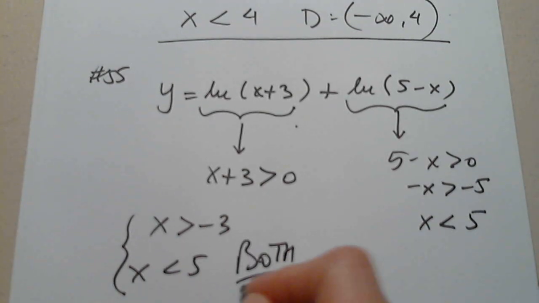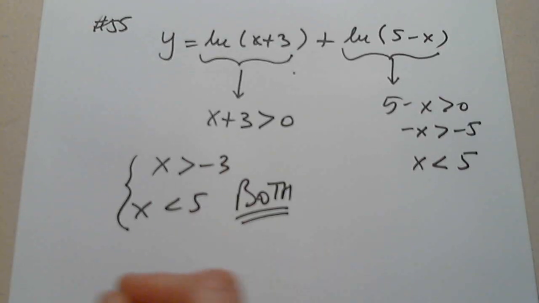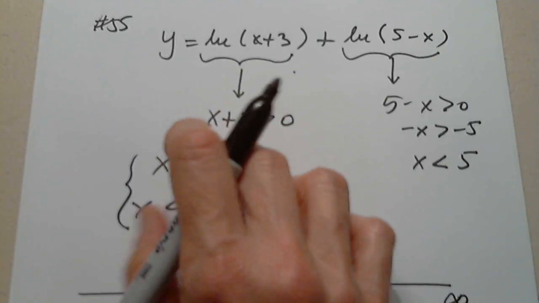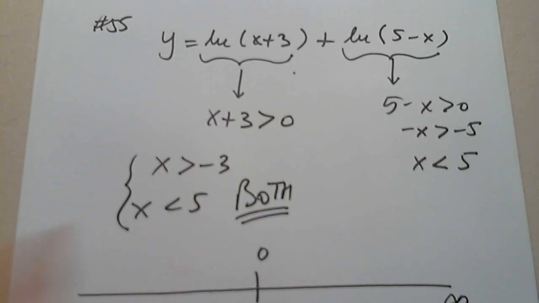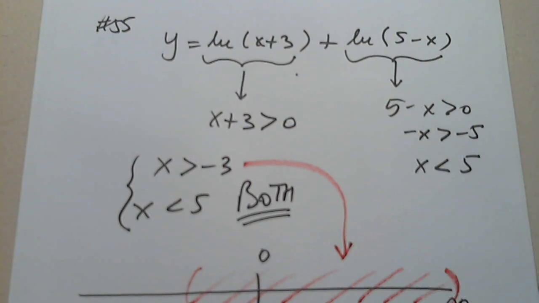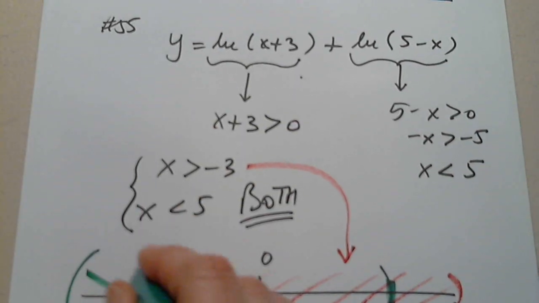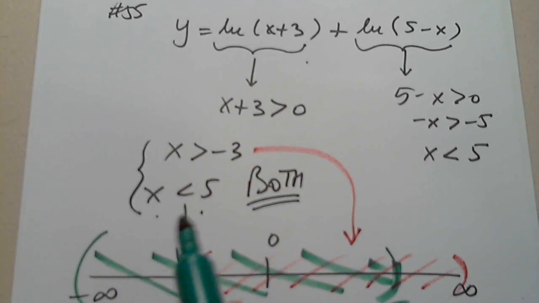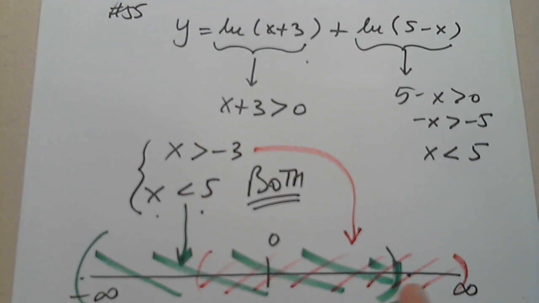Both. How do I determine the domain? This is the real line or the number line. I graph the first one first, greater than -3. So let's say -3 is here. This is the first one in red. And now I have in green, let's say this is 5. In green, I have this. This is in green. Less than 5, from -infinity to 5. In red, greater than -3.